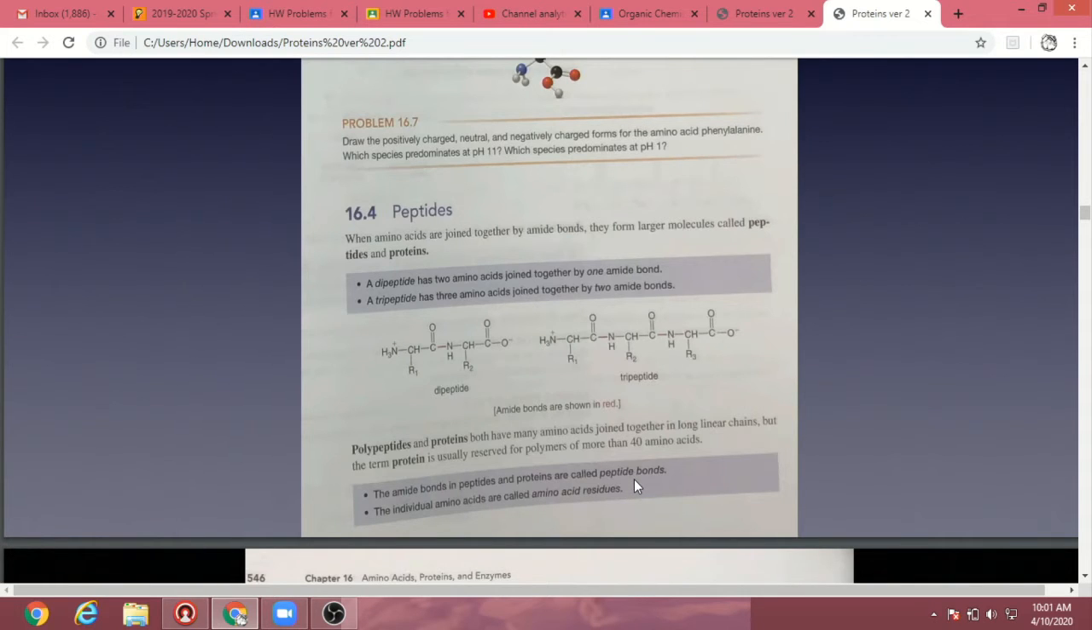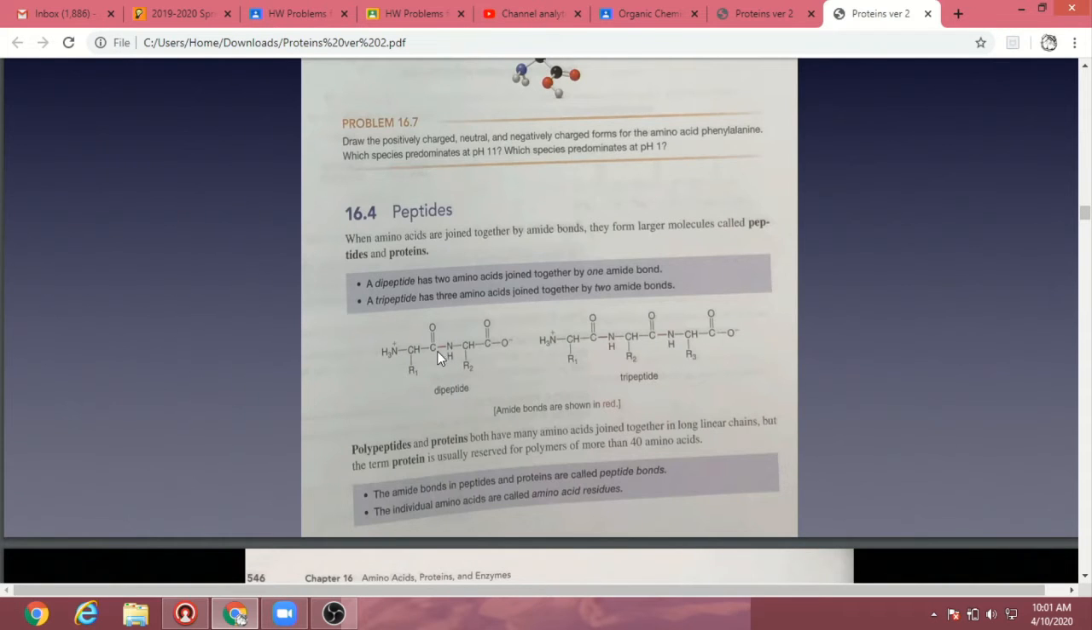So if you scrolled back a couple slides in 16.2 or 3 or whatever, they were calling this carbon-nitrogen bond here an amide bond. But you can also call it a peptide bond. So it's got just two different names there. Those are interchangeable terms. Amide bond is this carbon-nitrogen bond.